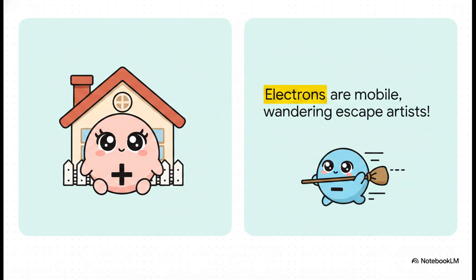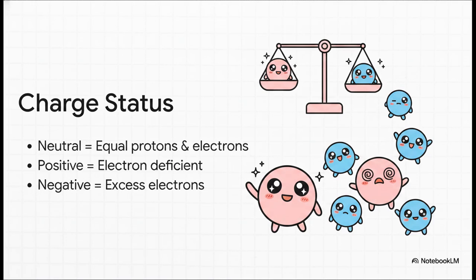And here is your absolute golden exam rule. During triboelectric charging, only the electrons move. The protons stay exactly where they are. No exceptions. So, when we talk about the charge of an object, we're really just talking about a fundamental imbalance of these tiny escape artists.